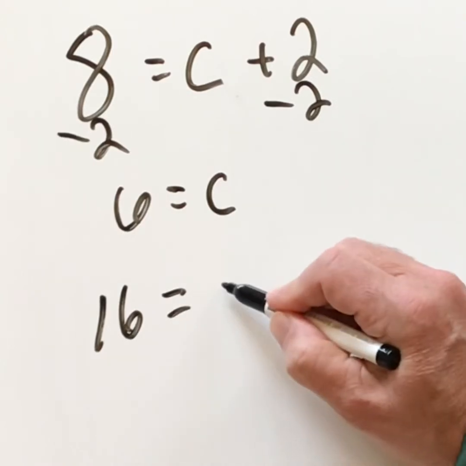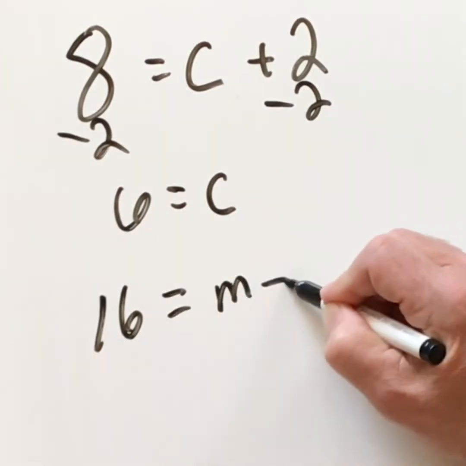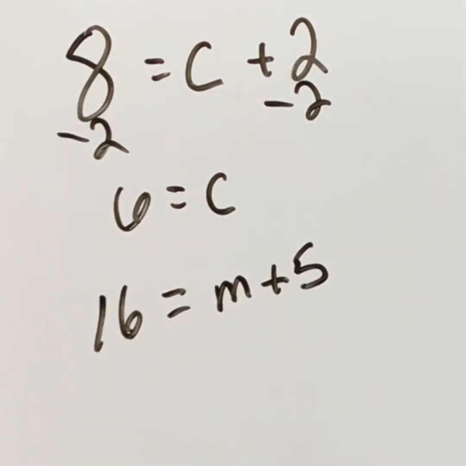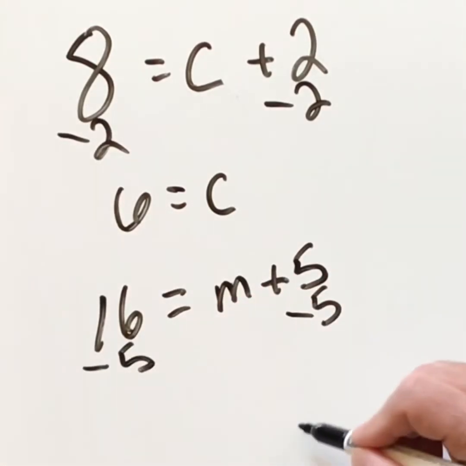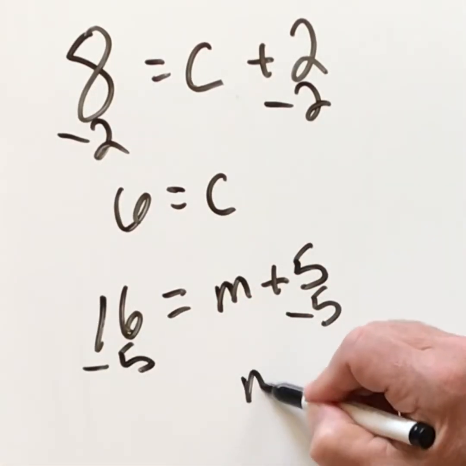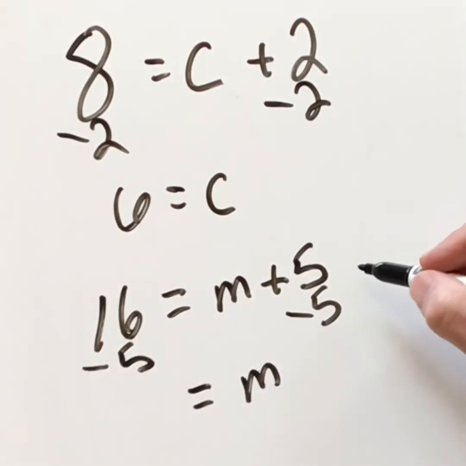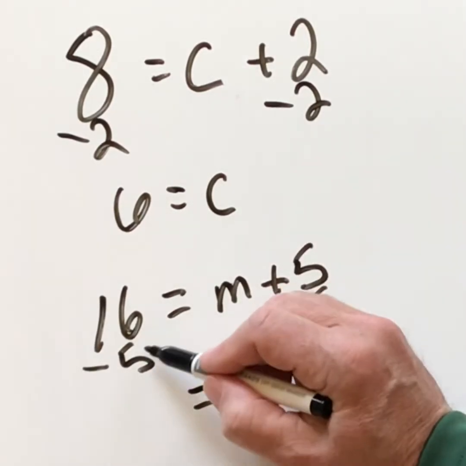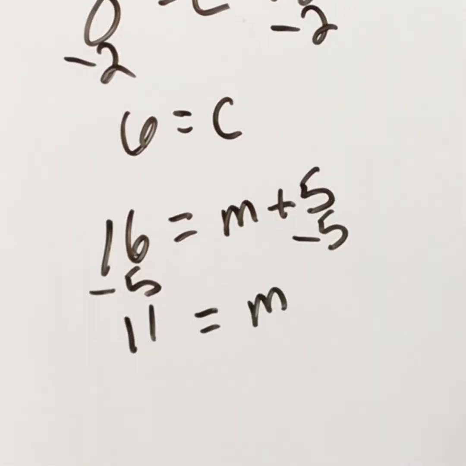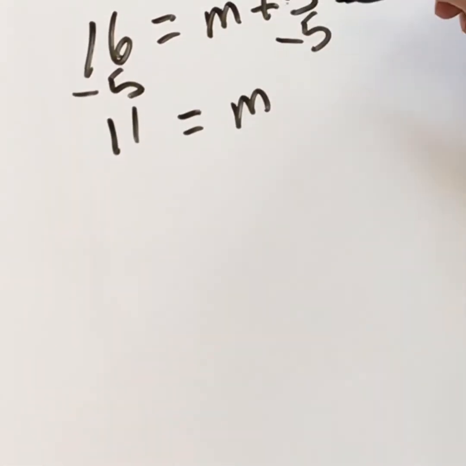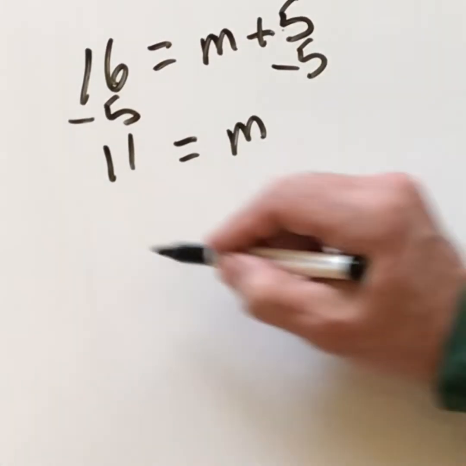16 equals m plus 5. Need to get rid of that 5. Subtract 5 from that side. Subtract 5 from that side. That becomes 0. We can just keep that as m. And plus 0 is the same as m. Then it's 16 minus 5, which is 11. So m equals 11. Checking it. 11 plus 5 is 16.